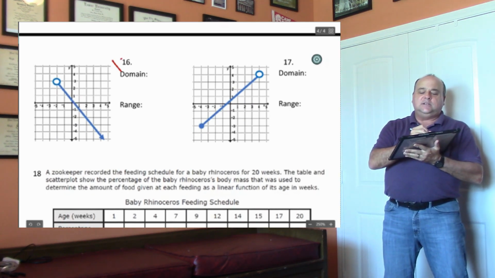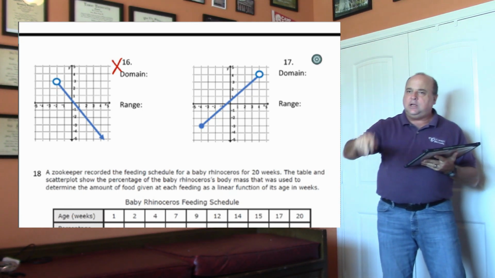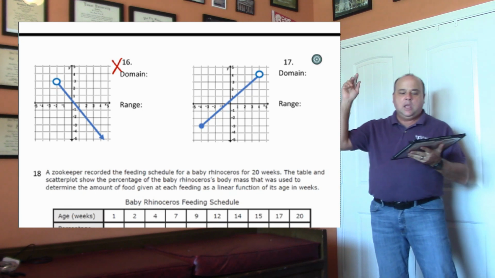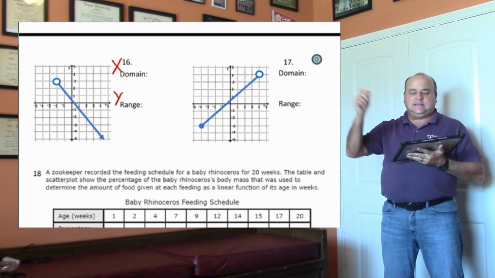Remember, the domain is going to be on our x-axis. Sorry, I'm kind of talking quick. You can pause the video. I try not to make these 50 minutes long. And the range would be our y. So, on the x-axis, let's go.